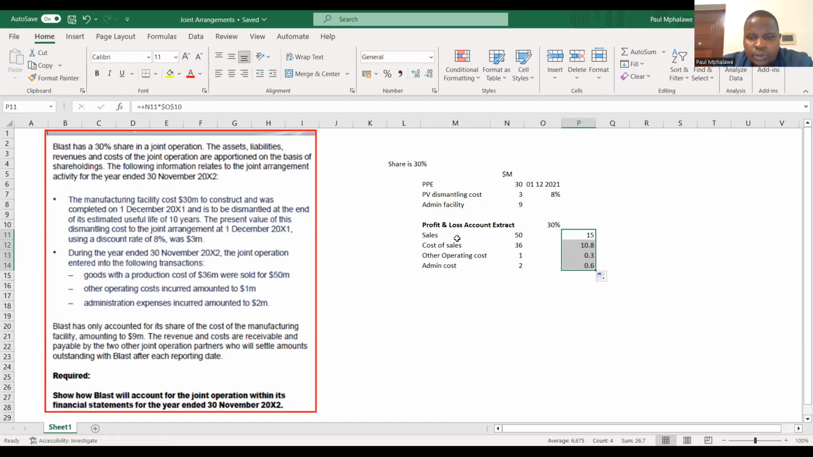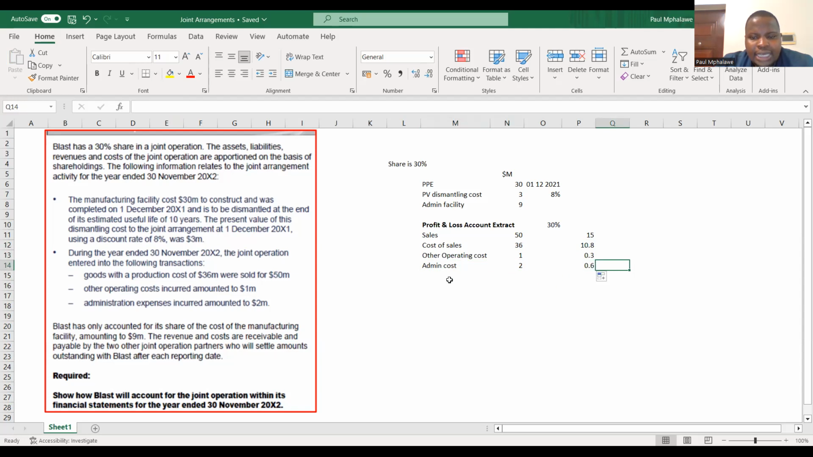So revenue, 50, the share for the company is 15. That is to say 30% of 50. Cost of sales, 36. The share is 10.8. And other operating costs is 1. The share is 0.3 million. Admin cost is 2. The share is 0.6.